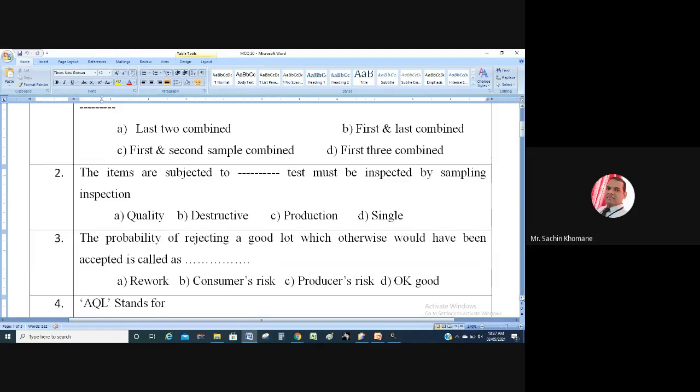Are you putting the answer in the chat box? Hello, at least somebody. Whose risk is it? Any guess?